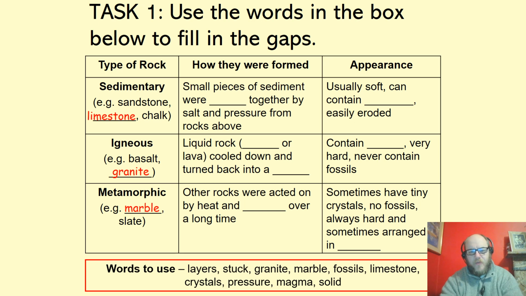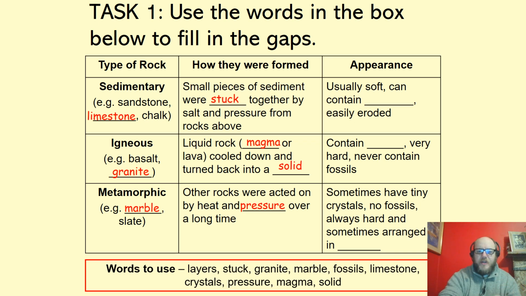So how were sedimentary rocks formed? Small pieces of sediment were stuck together by salt and pressure from rocks above. Igneous rocks are liquid rock formed by magma or lava, cooled down and turned back into a solid. Metamorphic rocks are rocks that were acted on by heat and pressure over a long period of time.